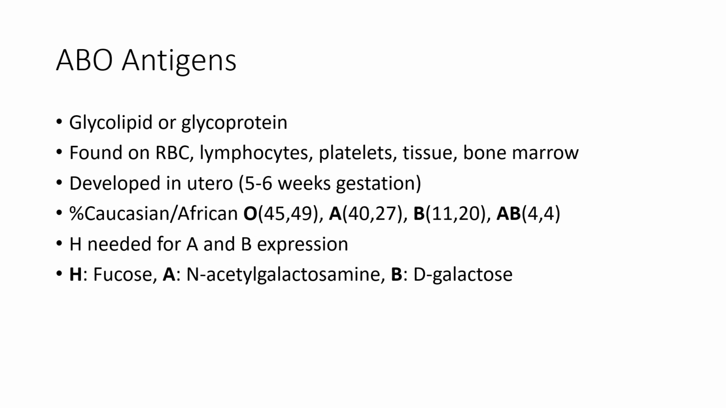The most common frequencies found in Caucasian and African ethnicities are types O and type A, followed by type B and then type AB. The H antigen is needed for both A and B expression, and what's unique about the H antigen is that it contains fucose. The A antigen is denoted as N-acetylgalactosamine, and the B antigen contains D-galactose.